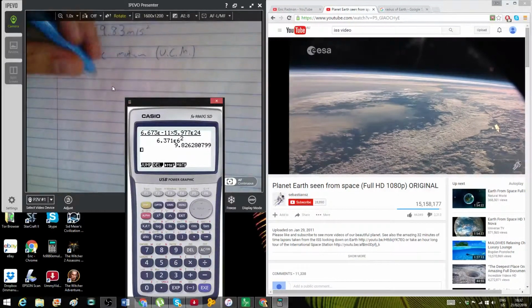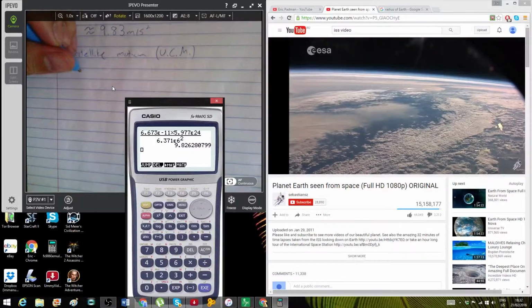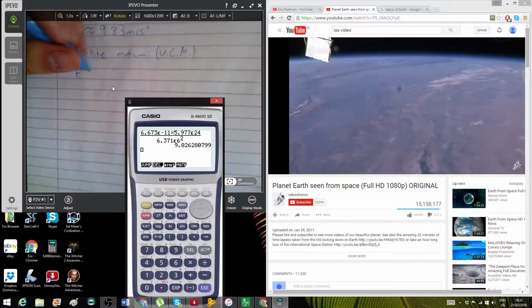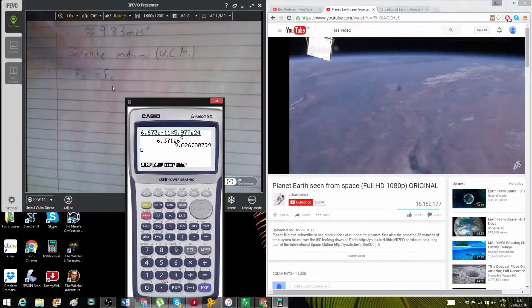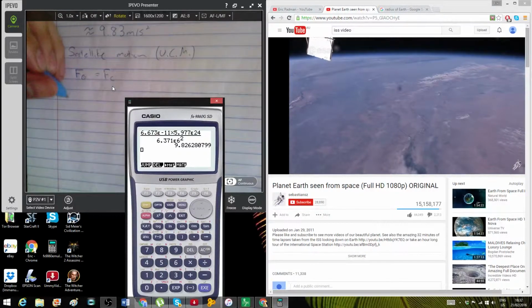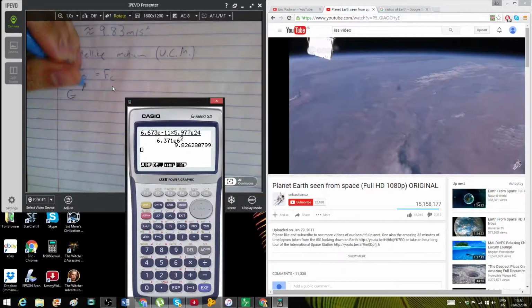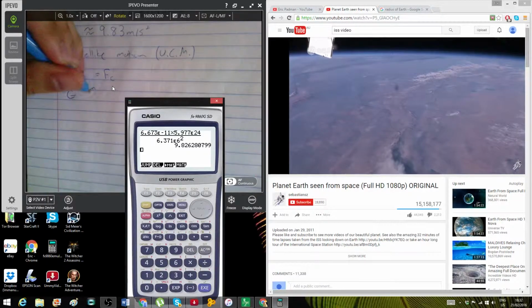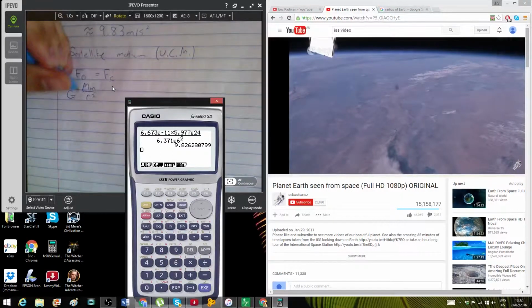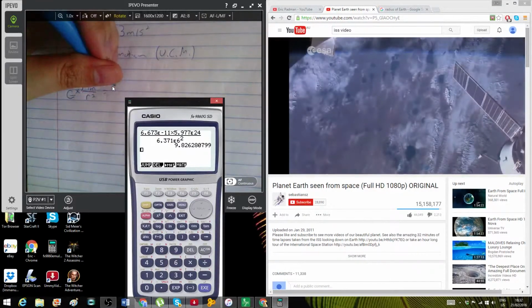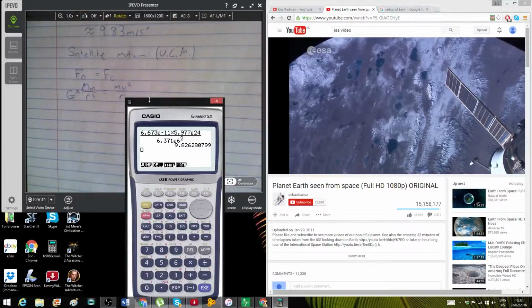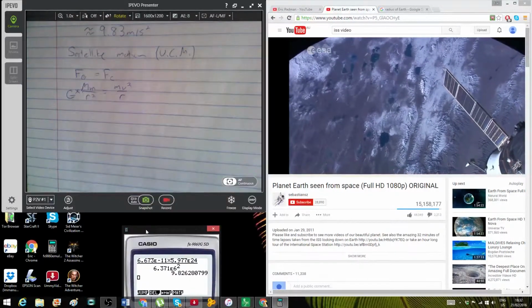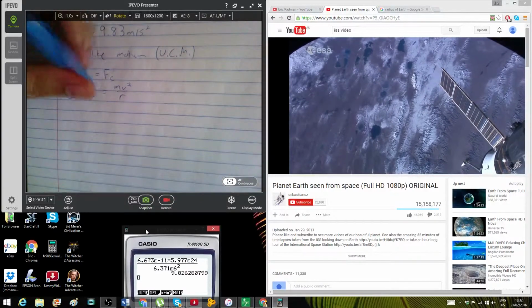Okay, so the force of gravity equals the centripetal force that's providing it. So we've got G M m on r squared equals m v squared on r. That's your centripetal force. So we can cancel the little m's.